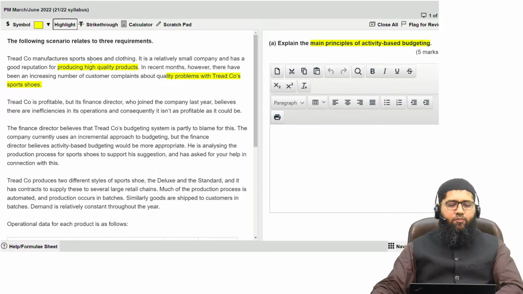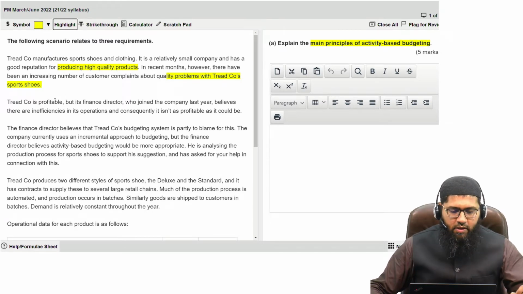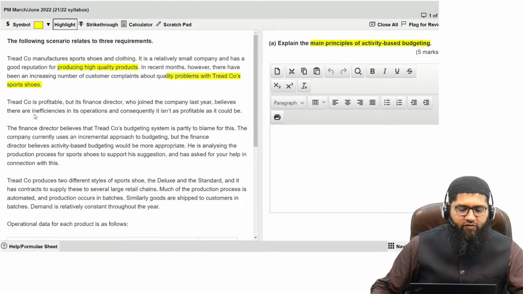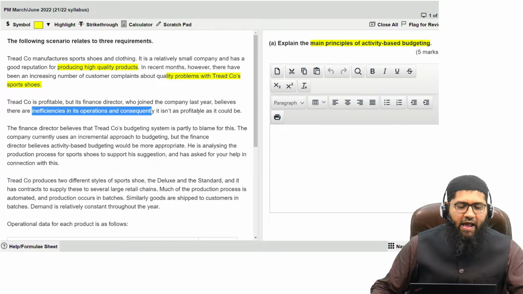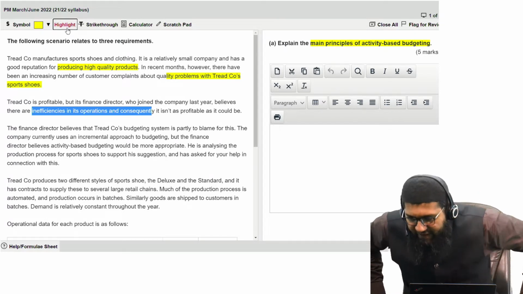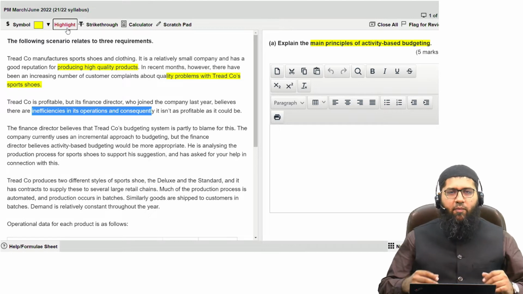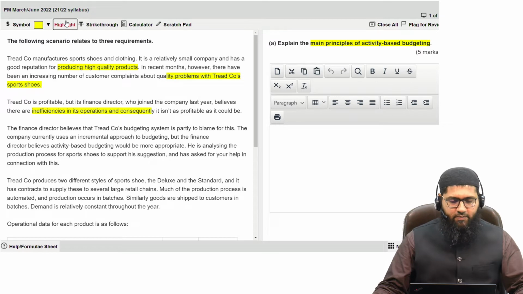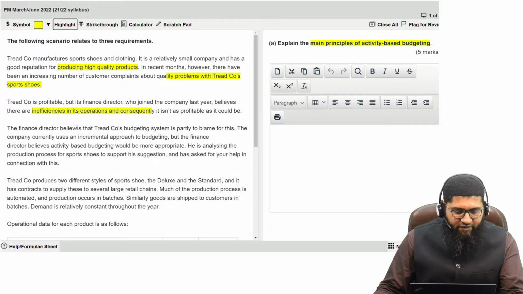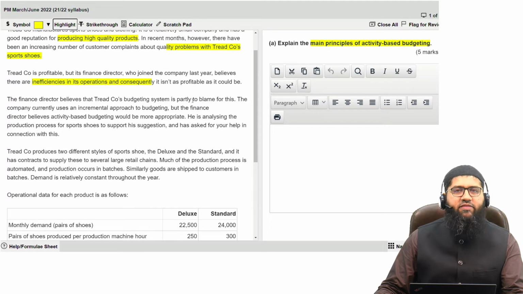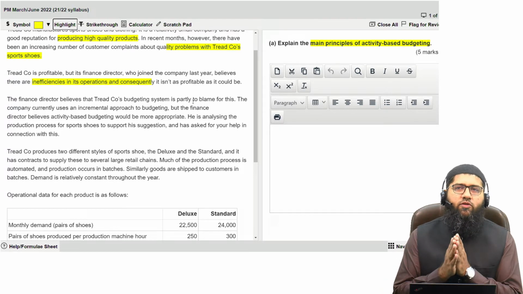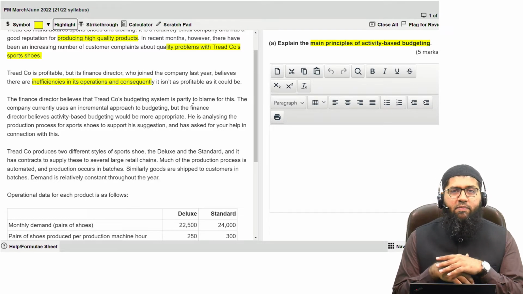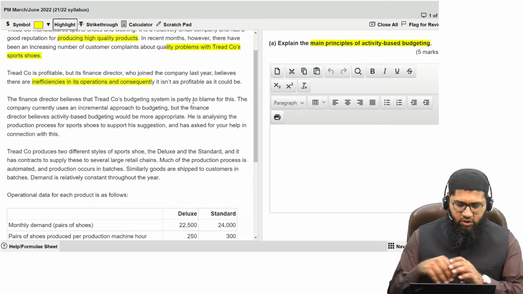Now it says Trade Company is profitable, but the finance director, who joined the company last year, believes that there are inefficiencies in its operations and consequently it isn't as profitable as it could be. So the finance director says that the company is underperforming and has the potential to perform quite a bit better. Now what else is there? It says the finance director believes that Trade Company's budgeting system is partly to be blamed for this. So he thinks the company is not performing well and a major reason could be the budgeting system.